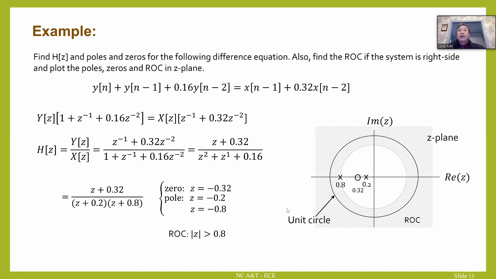So far it's okay. Anybody has a question? So far it's okay, right? I think because we have a background of continuous-time cases for the Laplace transform, H of s, it's very similar to this.